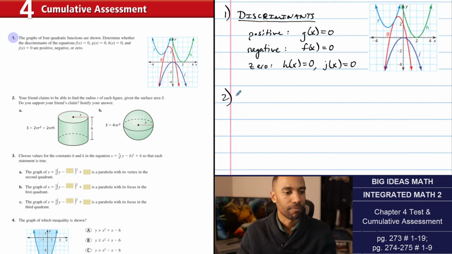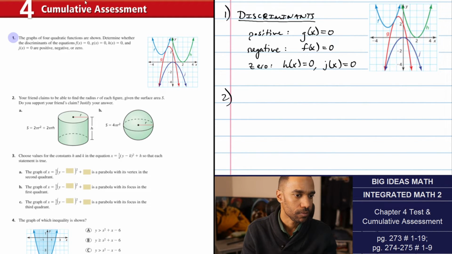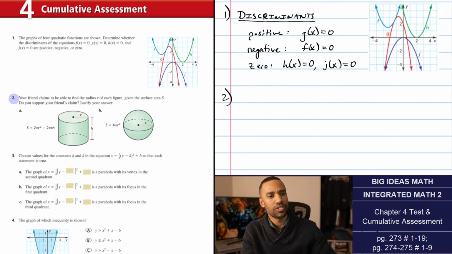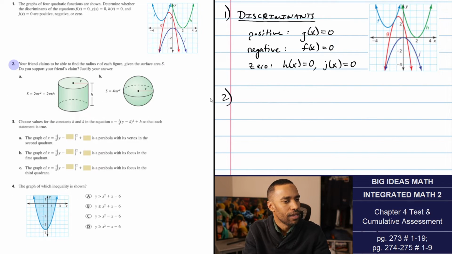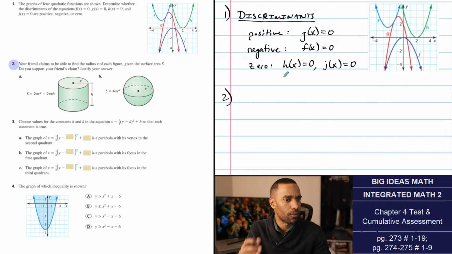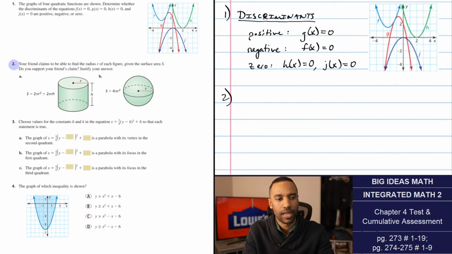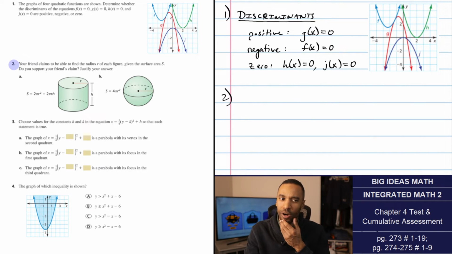Let's go. Number 2. We've had surface area questions. I forget what sections these were from. Maybe when we look at some of it, we can know. But I was like, we didn't do formulas together. I had to tell you what they were. Oh, they give you right here. Perfect. Your friend claims to be able to find the radius r of each figure given the surface area s. Do you support your friend's claim? Justify your answer.